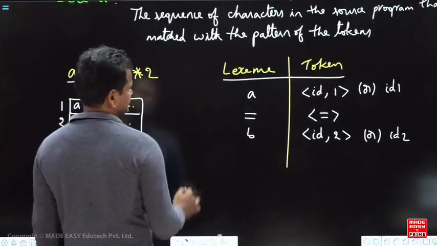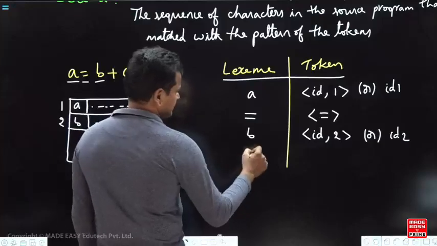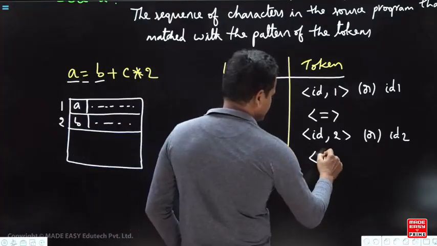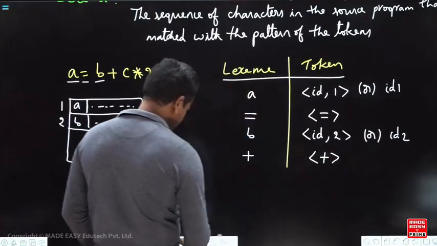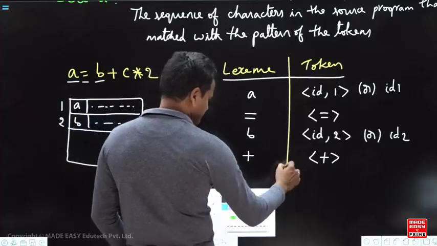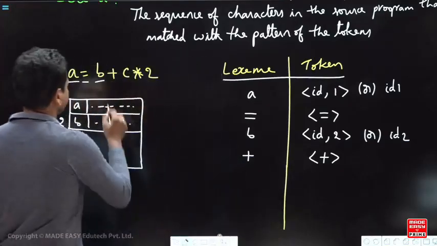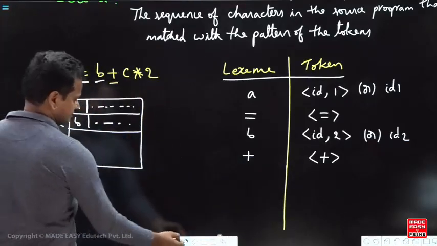So here next, plus is an operator, so you don't have any attribute value. It won't have any attribute value. Next, so this is done.